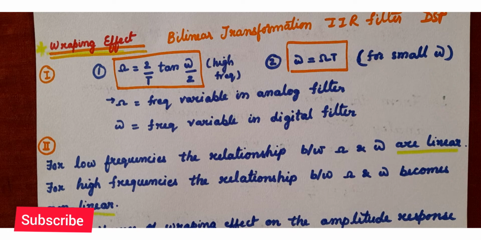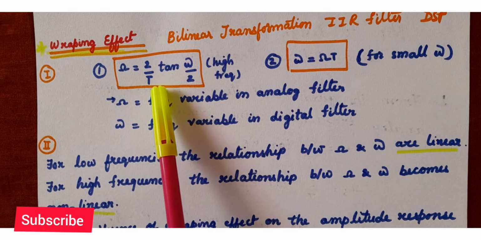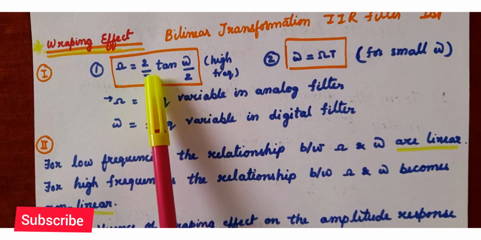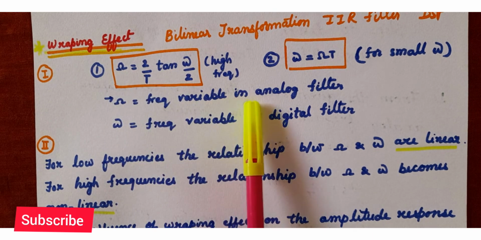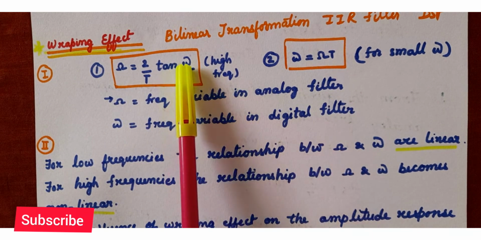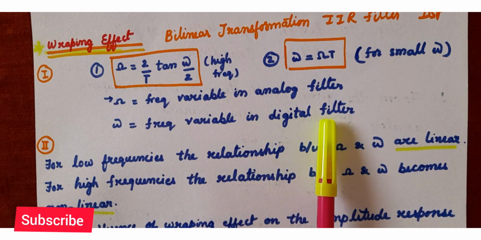The advantage of the bilinear transformation is that it is a one-to-one mapping, that is, the aliasing effect is not there. The disadvantage is the warping effect, and it can be avoided by using pre-warping. So, what is the warping effect? It is caused due to the equation Ω = (2/T) tan(ω/2). Ω is the frequency variable in the analog filter and ω is the frequency variable in the digital filter.